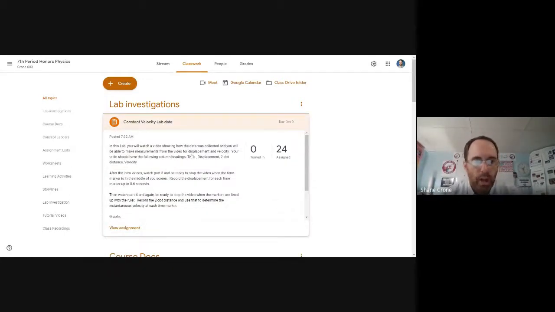In this lab, you will watch a video showing how the data was collected, and you will be able to make measurements from the video for displacement and velocity. Your table should have the following column headings: time, displacement, two-dot distance, and velocity. Can we get a jump on this right now? I'm going to stop for 2 minutes while you add those. And I just want to make it clear.